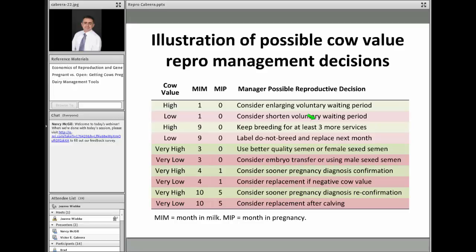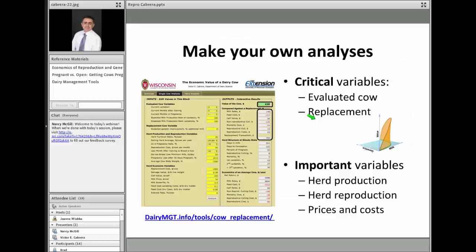I think there is an important tool here that you could use to further improve reproductive efficiency on a cow-by-cow basis. Here is the tool. And actually, this is my last slide, in which I just want to highlight that it is very simple to use. The yellow cells that you can see here on the left side of the tool are the only ones you need to define in order to do a good assessment of the cow value.